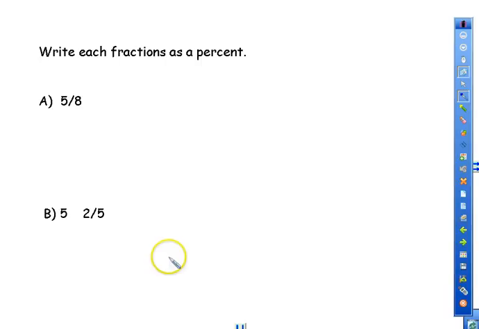It says write each fraction now as a percent. So go ahead and hit pause and solve this. This one is 5/8, and the next is 5 2/5.